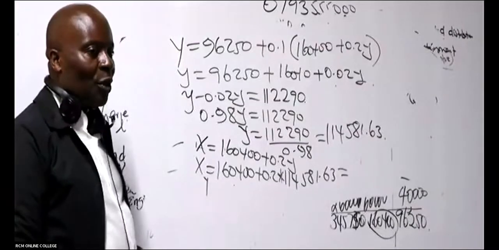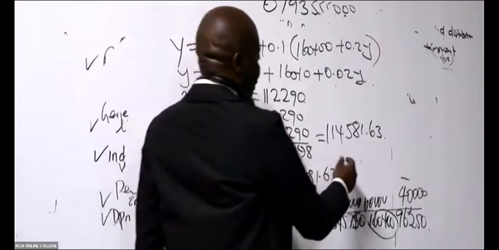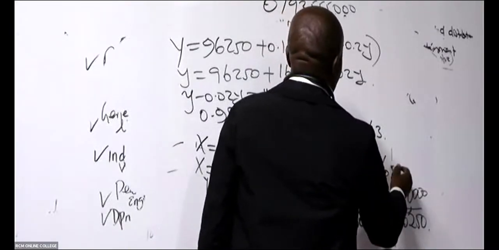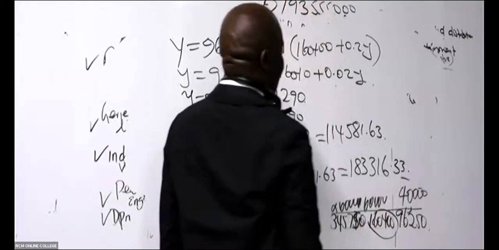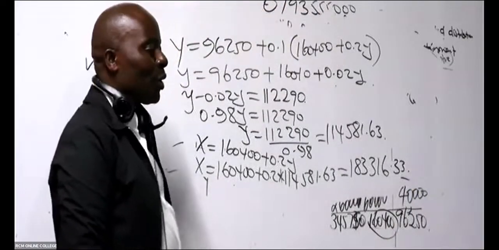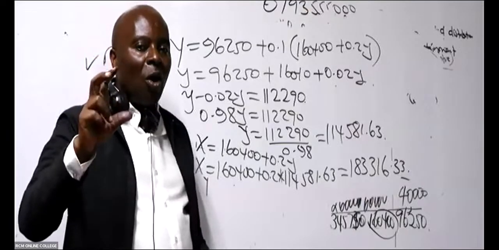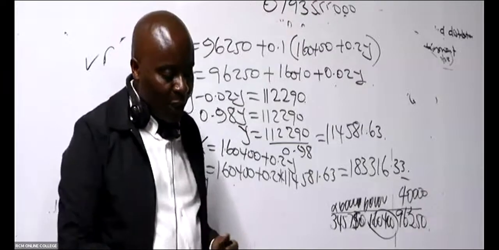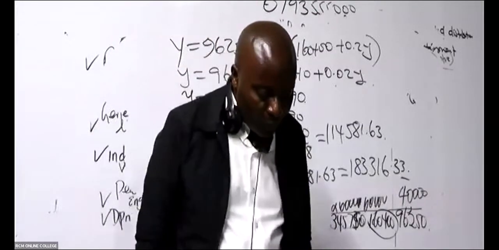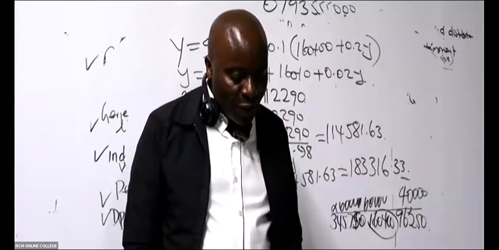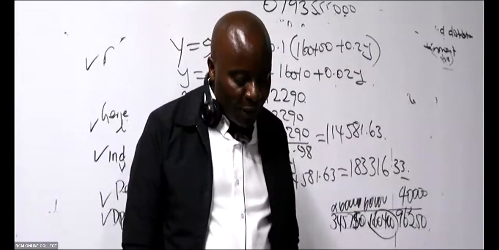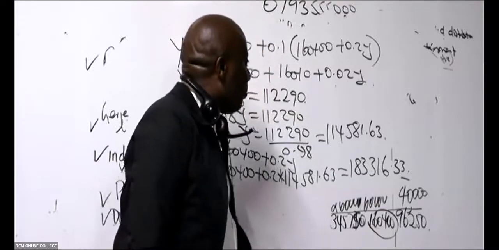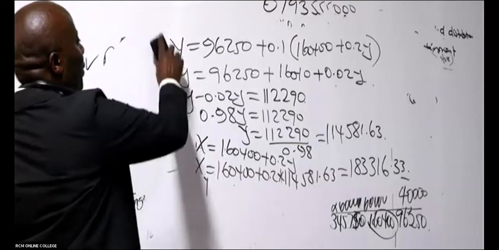So then our X will be 183,316.33. And now we have the concept of reapportionment from the service centers. You can see the secondary allocation of internal service recreation centers cost to production departments using simultaneous equations. So we have here a reapportionment of overheads from service centers.